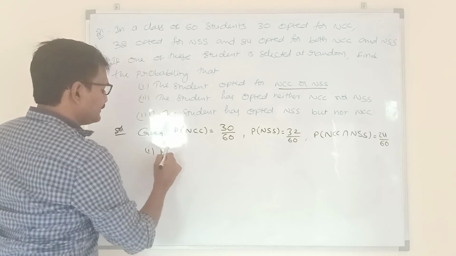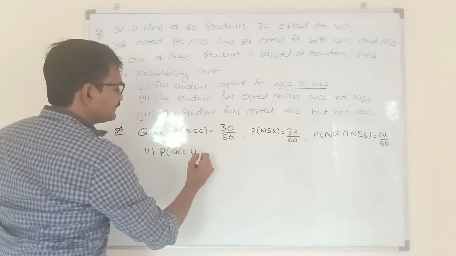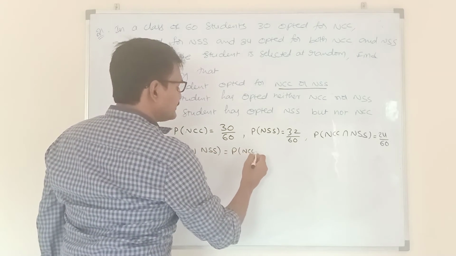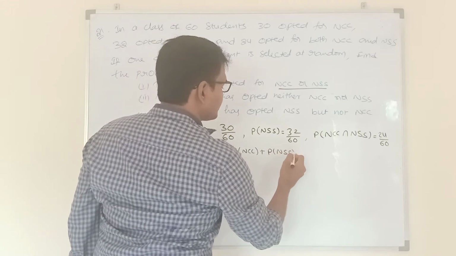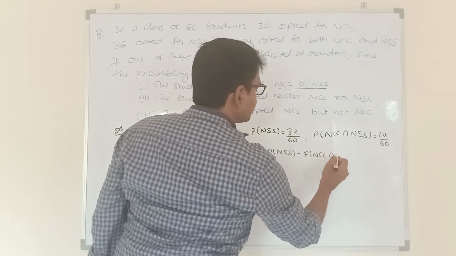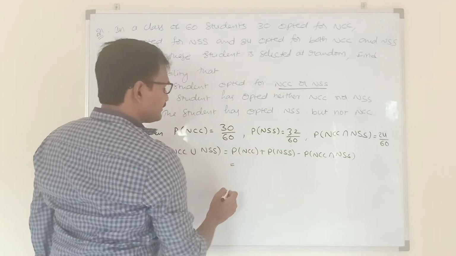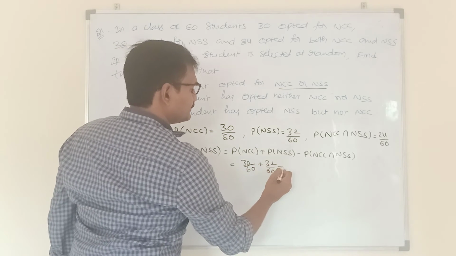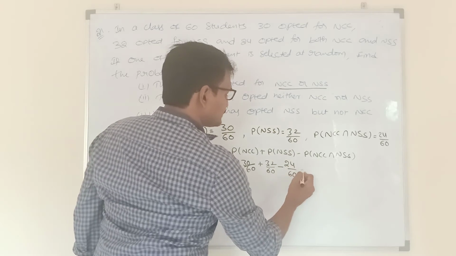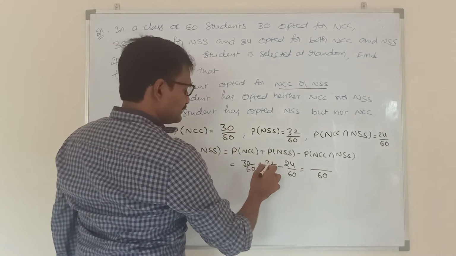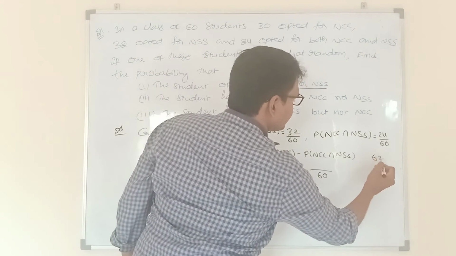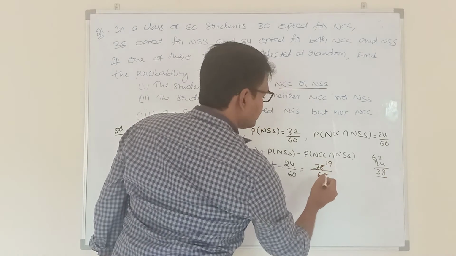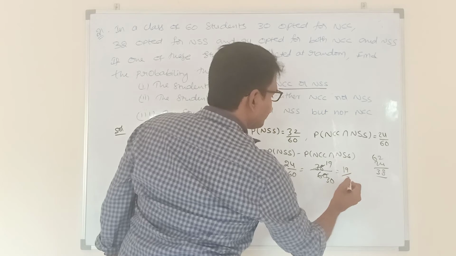So the first question is the probability of NCC or NSS. Or means union. P of NCC or NSS is equal to P of NCC plus P of NSS minus P of NCC intersection NSS. So P of NCC is 30 by 60 plus 32 by 60 minus 24 by 60. So the LCM is 60. 32 plus 30 is 62, 62 minus 24 is 38. 2 19s are 38, so 19 by 30.